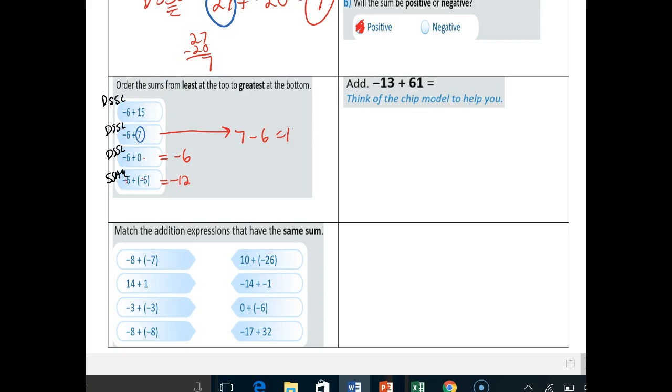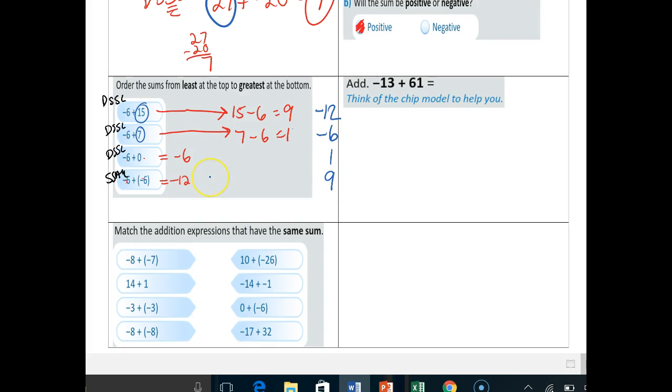Then negative 6 plus 15. That's also a DSSL. So again, you have to envision this as 15 minus 6. And this gives me 9. Is my answer positive or negative? Well, I have more positives, so my answer will be positive. So I have to order from least to greatest: 9, 1, negative 6, negative 12. Well, the order would be the smallest, most negative number would be negative 12, because that's farthest left, then negative 6, then 1, and then 9.